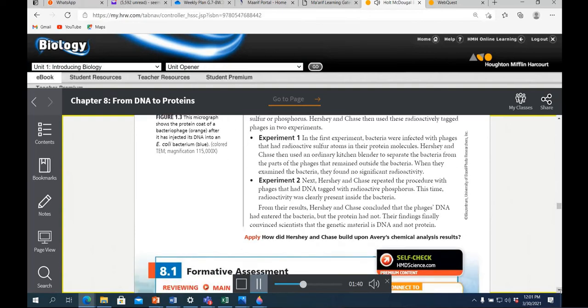Experiment 1. In the first experiment, bacteria were infected with phages that had radioactive sulfur atoms in their protein molecules. Hershey and Chase then used an ordinary kitchen blender to separate the bacteria from the parts of the phages that remained outside the bacteria. When they examined the bacteria, they found no significant radioactivity.